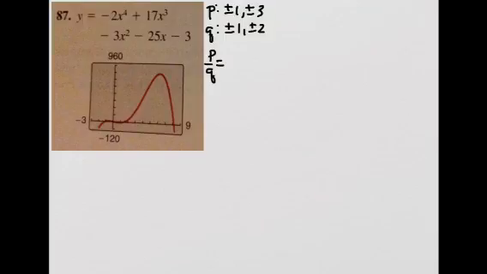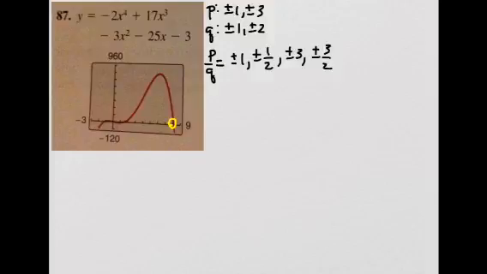So for 87, here are the p's and the q's. So I'm going to start off by taking the plus or minus 1 from p and putting it over each of the q factors. So 1 over 1 is 1. 1 over 2 is 1/2. Then I move on to the 3. 3 over 1 is 3. And 3 over 2 is 3/2. So there are 8 possible rational zeros for this polynomial. And notice the highest number is 3, and I see right here that the graph almost passes 8. So I know that I'm going to have irrational numbers, okay, for zeros.